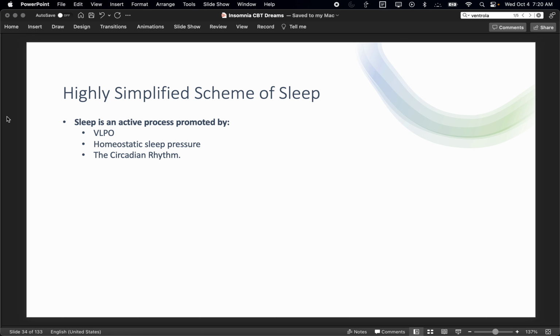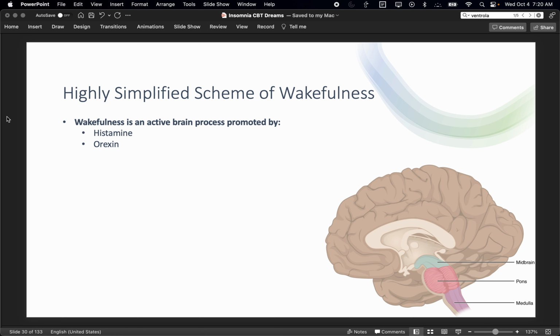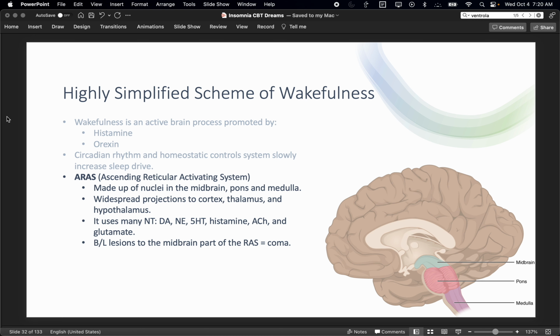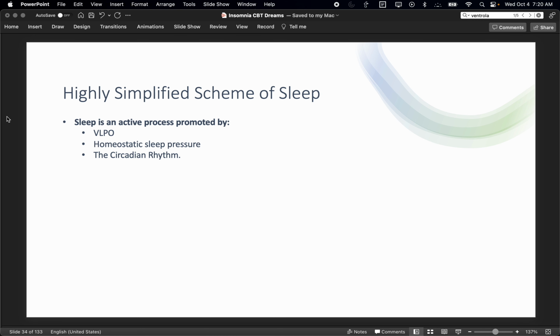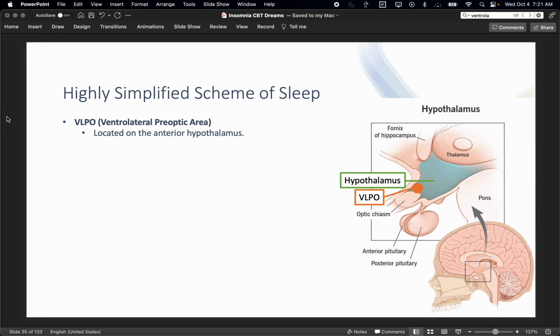So sleep is an active process. Sleep is created and maintained by the VLPO, homeostatic sleep pressure, and the circadian rhythm. So you notice we go back a step. It's not histamine or orexin, and it's not ARAS. Those are promoting wakefulness. Sleep is promoted by the VLPO, the homeostatic sleep pressure, and the circadian rhythm.